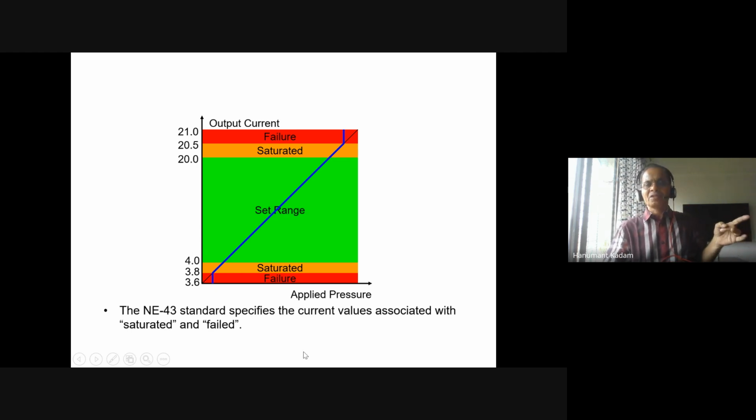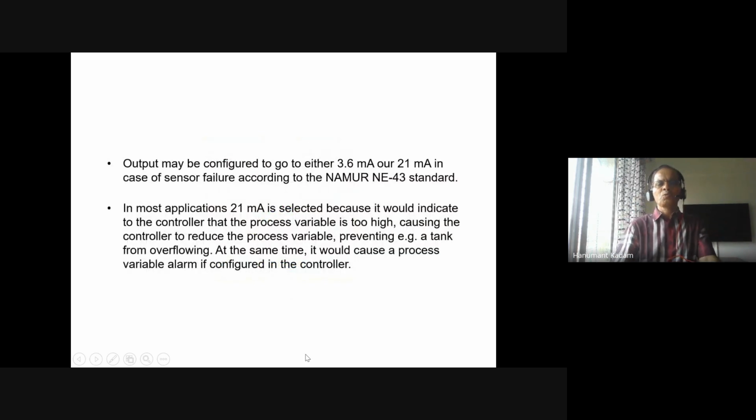The transmitter has failed. So something is wrong with the power supply or something in the electronics of the transmitter. The output may be configured to go to either 3.6 milliampere or 21 milliampere in case of sensor failure according to the NAMUR NE 43 standard. This is when the protocol was decided; the diagnostic is configured like this. It's the standard. In most specific applications, 21 milliampere is selected because it would indicate to the controller that the process variable is too high, causing the controller to reduce the process variable, preventing, for example, a tank from overflowing. At the same time, it would cause a process variable alarm if configured in the controller.